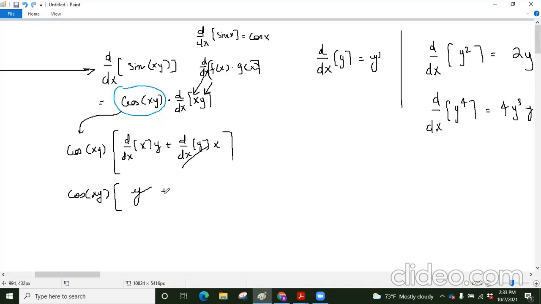Then you're asked, what's the derivative of y? Well, the derivative of y, we said, is y prime multiplied by x. So I'm just going to put the x here. I don't want to put the x here because it'll make it seem like a function, but I'm going to put the x here, same thing.